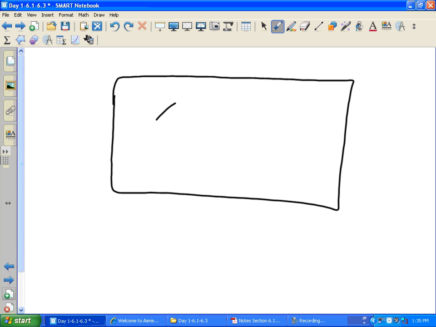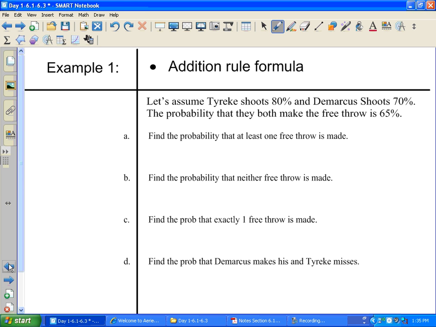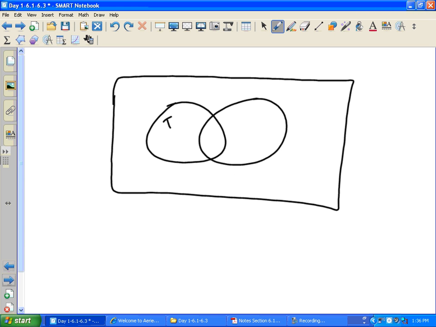Venn diagram, circle, circle. And what are we going to say? We're going to say A is Tyreek making a free throw, and B is going to be DeMarcus making a free throw. Okay. So I'm just going to even write Tyreek and DeMarcus.